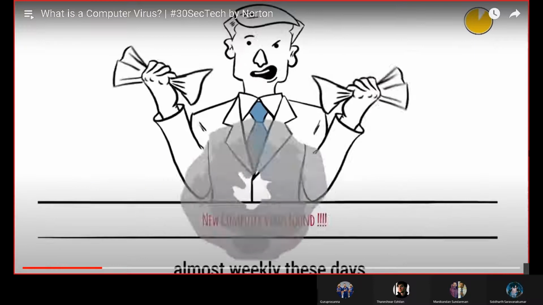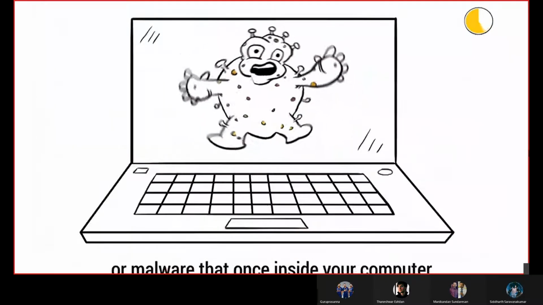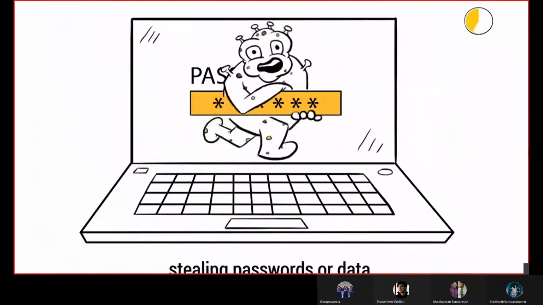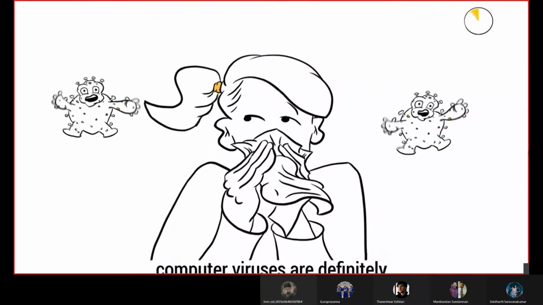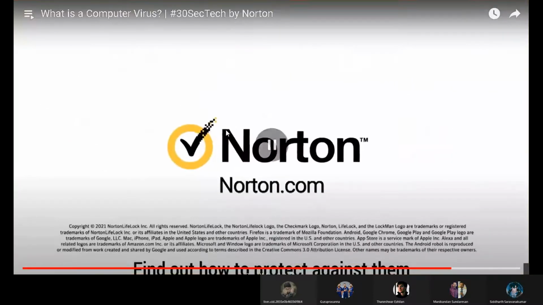We hear about them in the news almost weekly these days. But what is a computer virus anyway? The definition of a computer virus is a malicious piece of software or malware that once inside your computer replicates and infects other computers in your network, stealing passwords or data, logging keystrokes, corrupting files, spamming your contacts, or even taking over your machine. Like a cold that you just can't shake, computer viruses are definitely something you want to avoid. Find out how to protect against them.